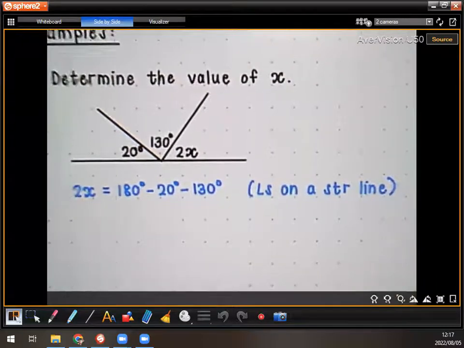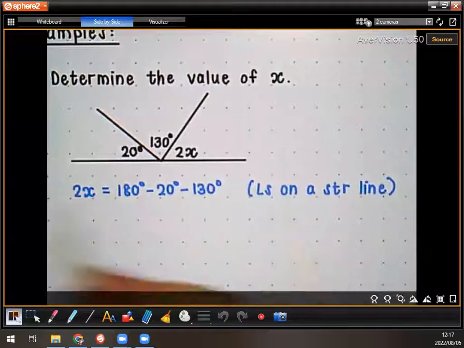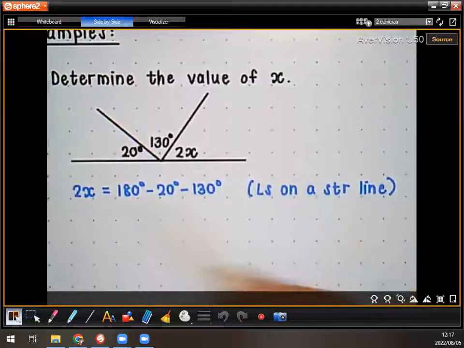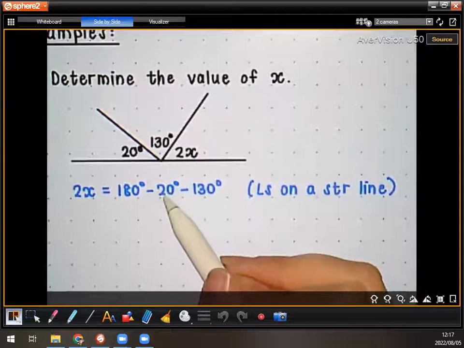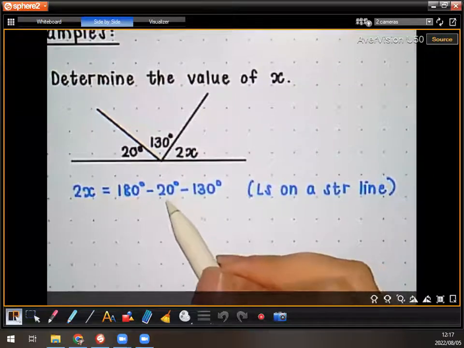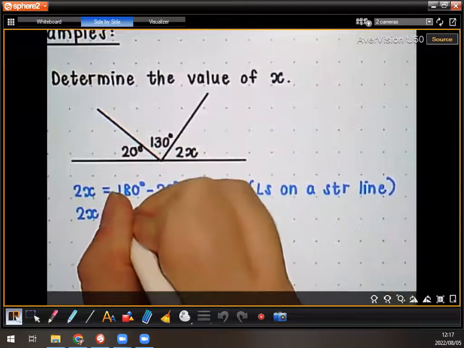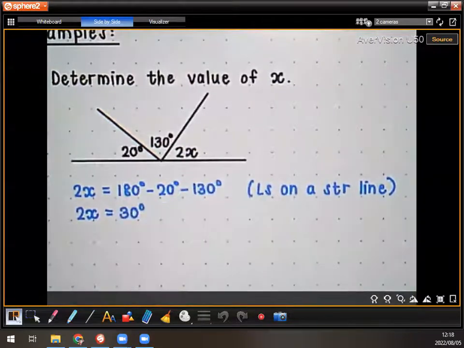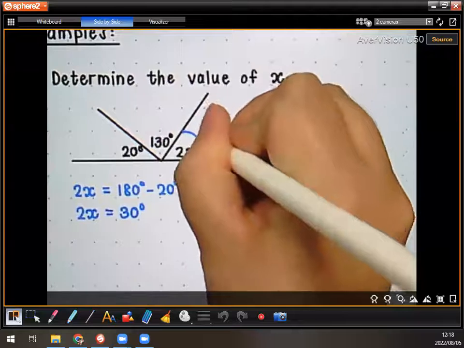Okay, now before we get out x, let's simplify this. Remember when we're solving an equation, do you agree that this is an equation that we're solving? We need to find what x is. So I don't want three separate numbers like this. Let's just work this out. 180 minus 20 is 160, and 160 minus 130 is 30. So 2x is in fact 30 degrees. That means that this whole angle here is 30 degrees.